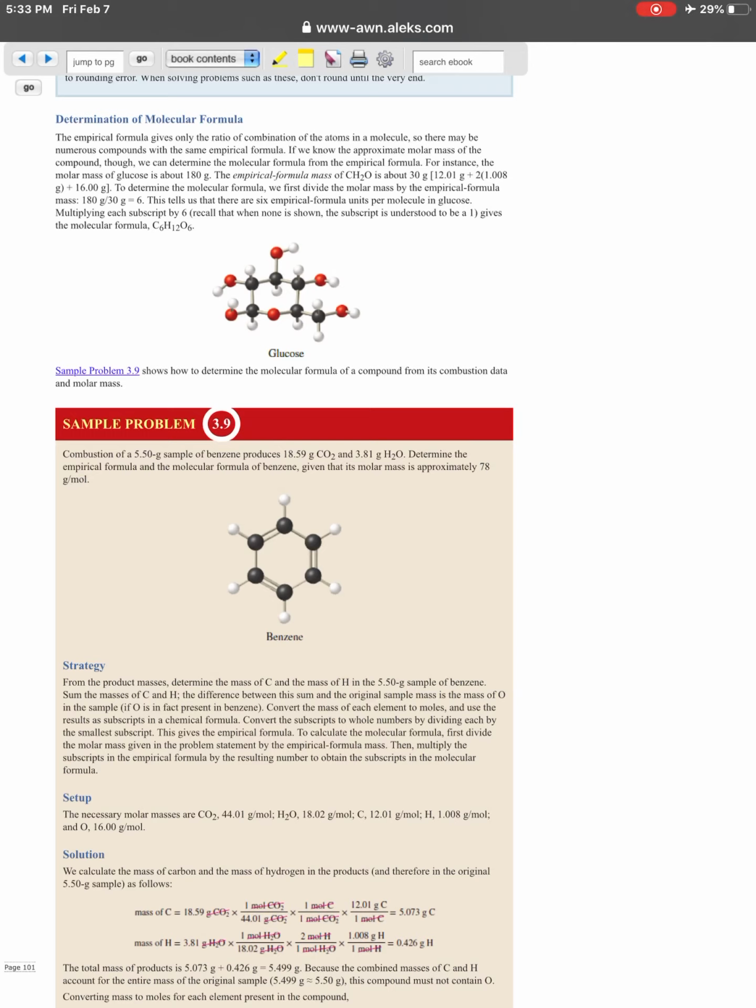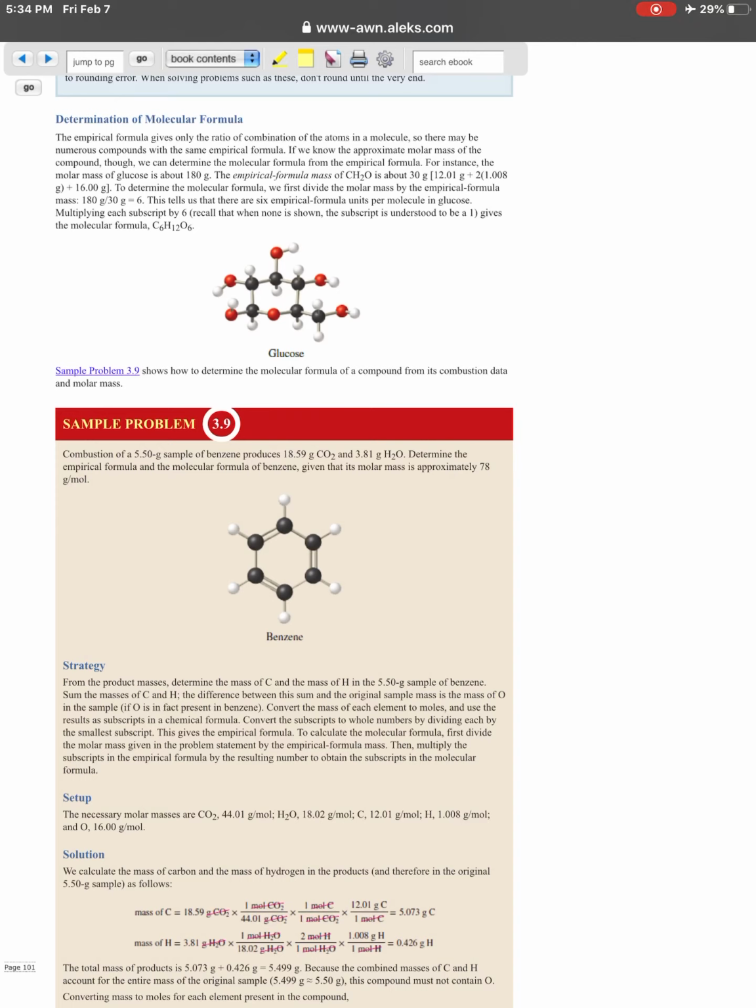If you calculate what its mass would be, it's around 30 because carbon is 12, hydrogen is 1, but there's 2 of them, so that's 2, and oxygen is 16. So if you add up 12, 2, and 16, you get about 30. The molar mass is 180. That's given. Remember, that's not something you'd be able to figure out. It has to be given to you in the problem.